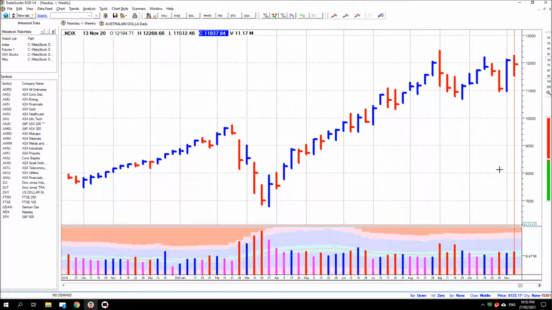Now you've got a test type bar or an absorption bar really, because a test bar should have quite low volume generally. You may actually get a test bar following this little test bar in here before the market tries to push out further, or the market could just continue higher. It's in a good position now.